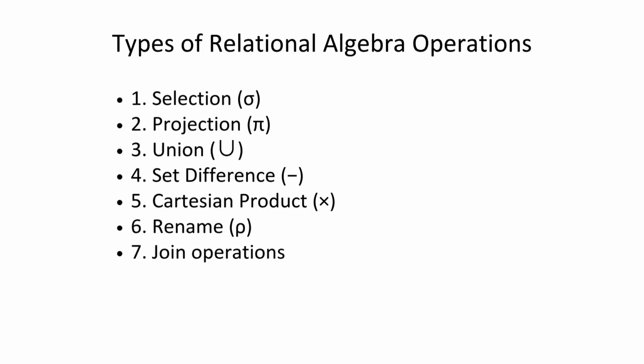Set difference, which finds what's in one table but not the other. Cartesian product, which combines every row of one table with every row of another. Rename, which renames a table or its columns. Join operations, which combine related data from different tables. Think of these as building blocks. Complex queries are just a combination of these operations. Next, we will break down each one, starting with the selection operation.